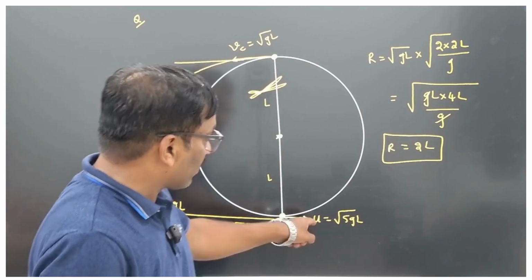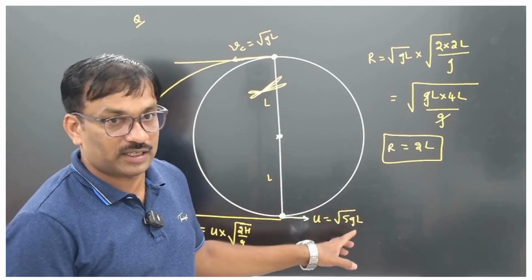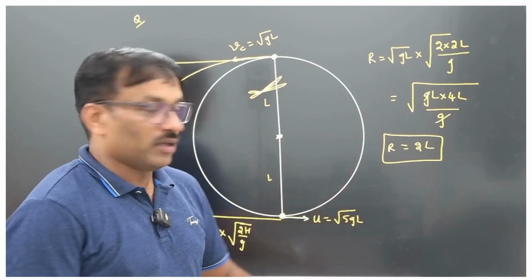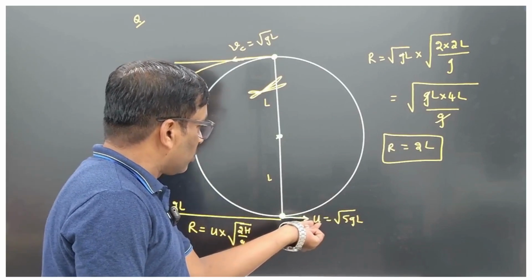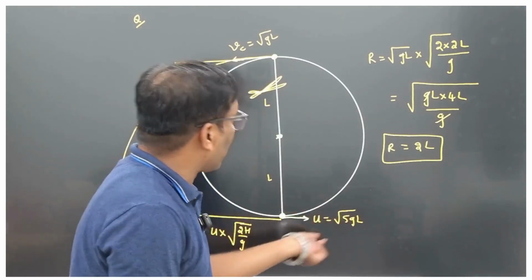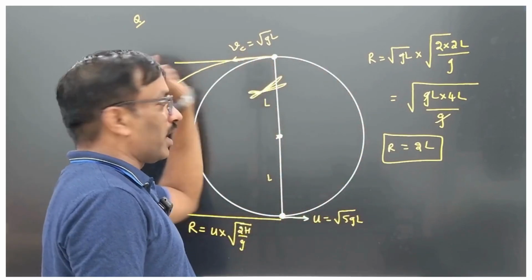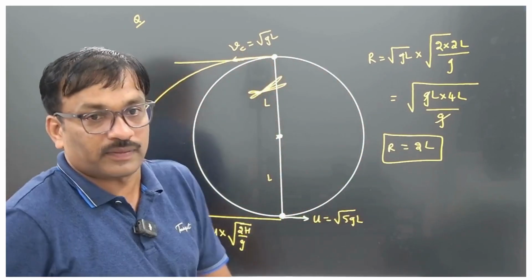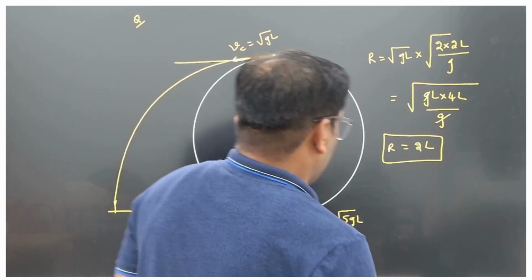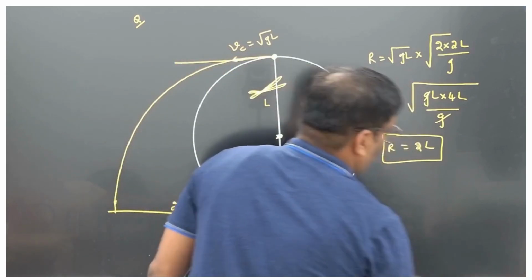If you are provided with U equal to square root of 5GL, do the same question. As homework, try U equal to square root of 7GL. And again if it comes here, it will break and fall here. Clear? Clear students? Now we'll see one more question.